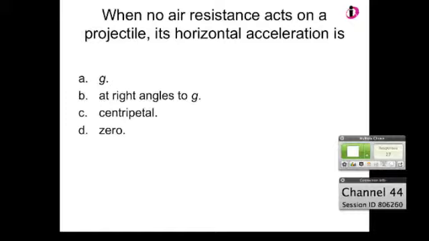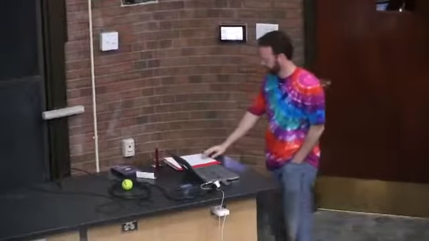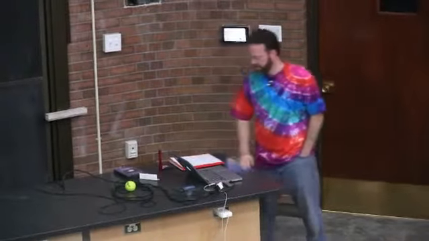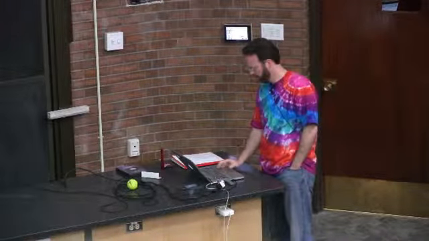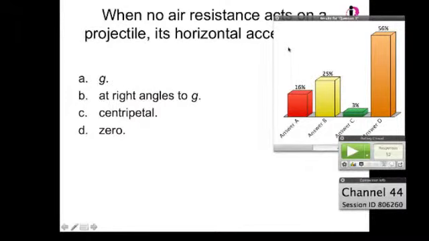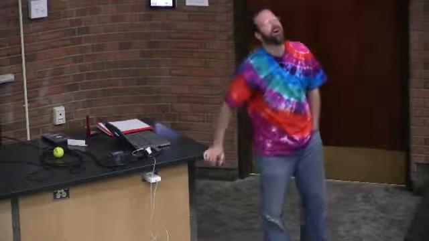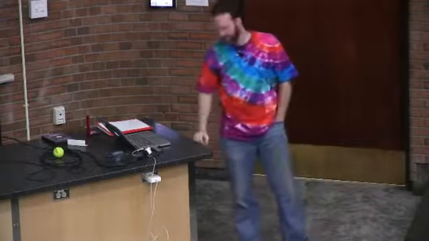10, 9, 8, 7, 6, 5, 4, 3, 2, 1. All right, over half of you think it's 0. At right angles to G is the next biggest choice. Somebody that answered that, tell us why that's the correct answer. I just saw it a lot in the book, and so I was like, oh, that has to be right. Ah, repetition. Saw it a lot in the book.